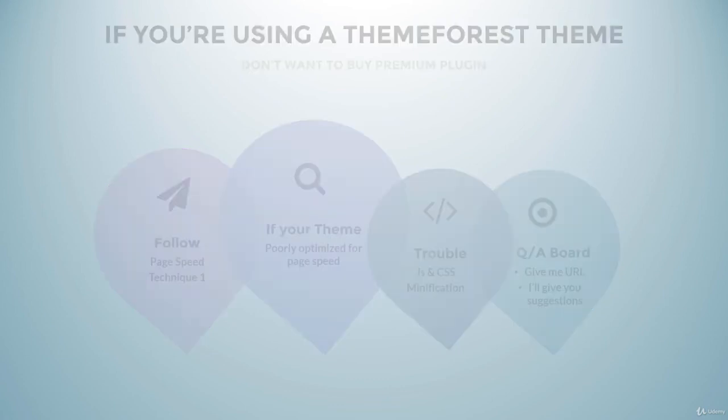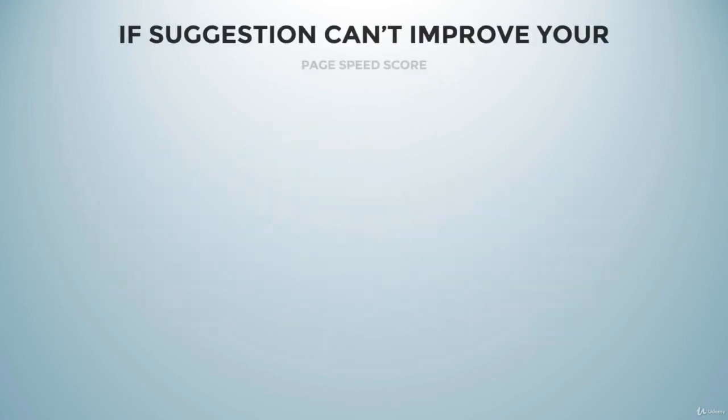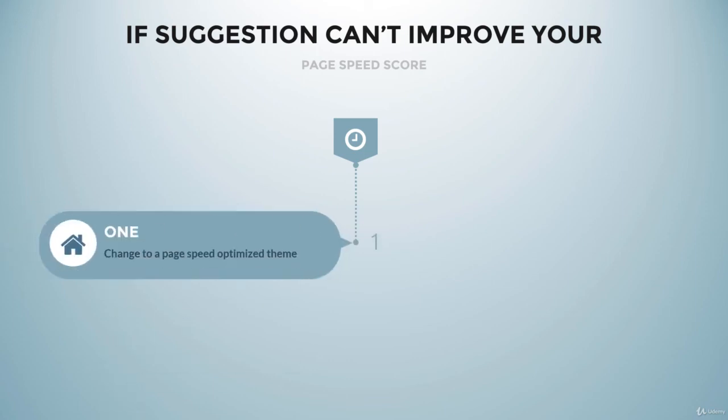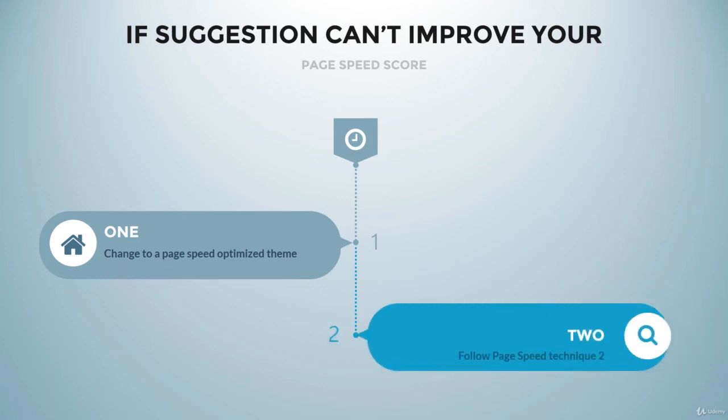If those suggestions too can't improve your score, then you're left with two options. 1. Change to a page speed optimized theme. 2. Follow PageSpeed Technique 2, which means you need to buy that premium plugin if you want a better score for your poorly coded theme.